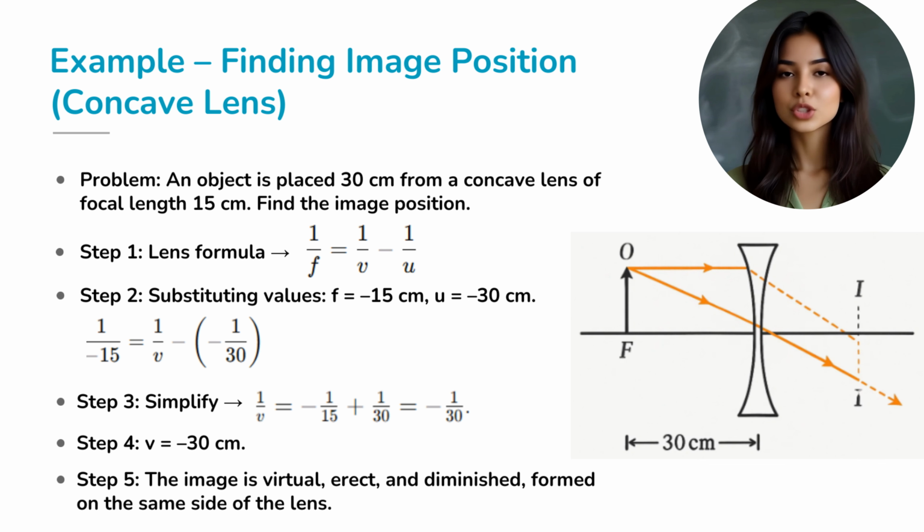The image is virtual, erect, and diminished, just like the image you see in a spoon when you're holding it up close. It's a fun and real-world example of how concave lenses work. Keep in mind that concave lenses always produce such images, virtual, upright, and smaller.